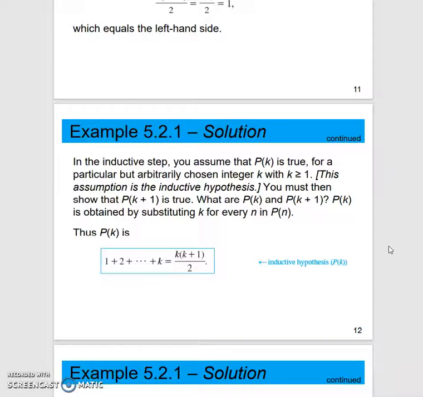So we then have our inductive step where we make an assumption. So we're going to say k is an integer with k greater than or equal to 1, the same properties as n, and we're going to take that property and put the k in there, and we're going to tell people that we are assuming this is a true statement.